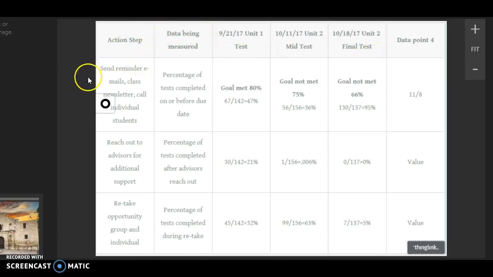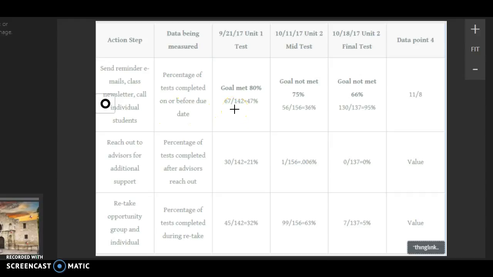So my first action step was a combination of ways to reach out to students. I sent reminder emails, class newsletters. You can click there and see an example of my class newsletter. Also, I called individual students to remind them to take their tests. And then you can see the data being measured, the percentage of students that completed their test on or before the due date due to those action steps.